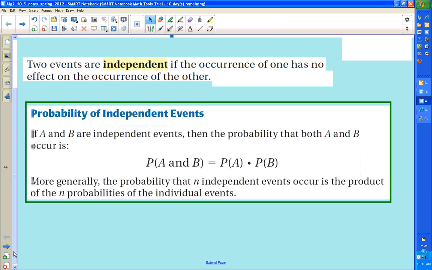So if you're looking at independent events and you want to find out the probability of A and B occurring, you multiply the probability of A times the probability of B. They are treated independently as well. So here's the probability of A, here's the probability of B. They have nothing to do with each other, and you multiply them together.